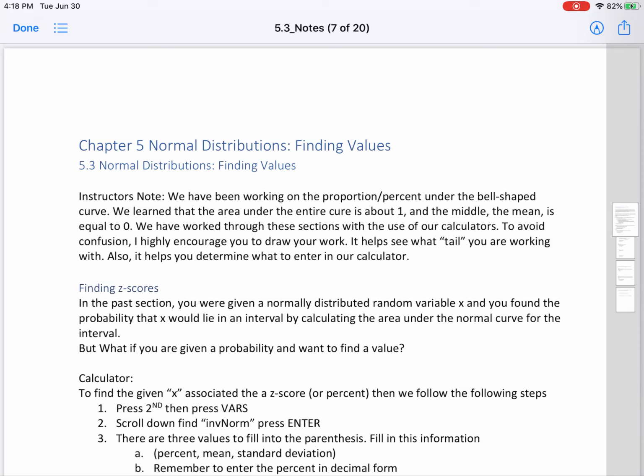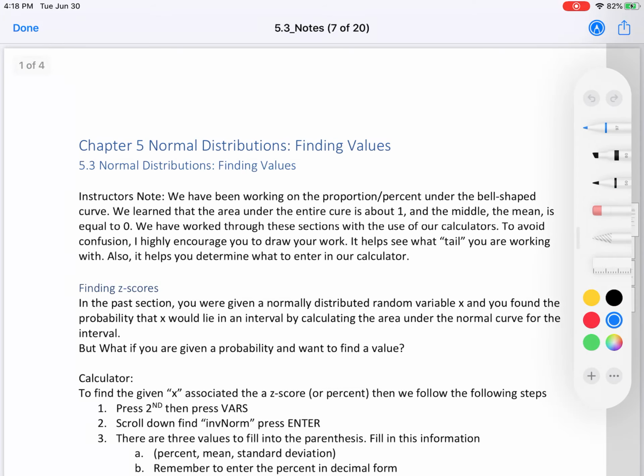Hi, let's continue with our next section, 5.3, normal distribution, finding values. In the previous sections, we worked with some bell-shaped curve, and we used the mean and the standard deviation to find the probability of something happening. Well, what about when we want to find the value that we're working with?